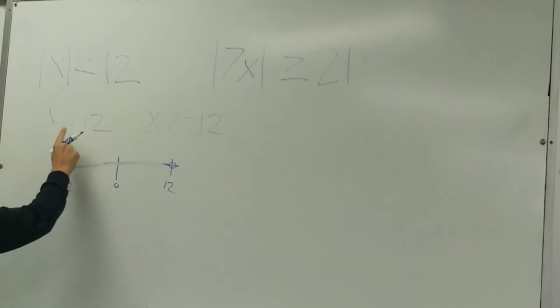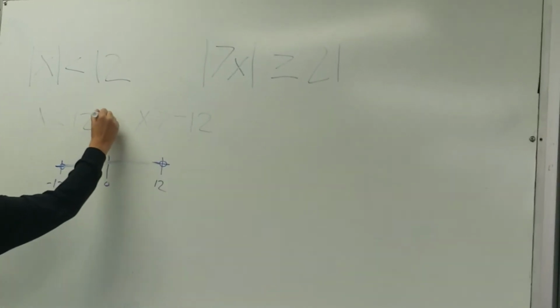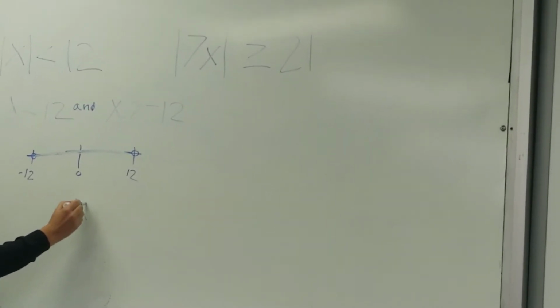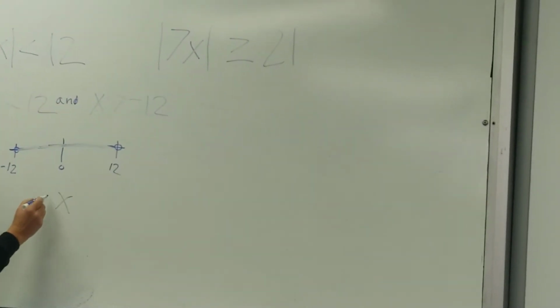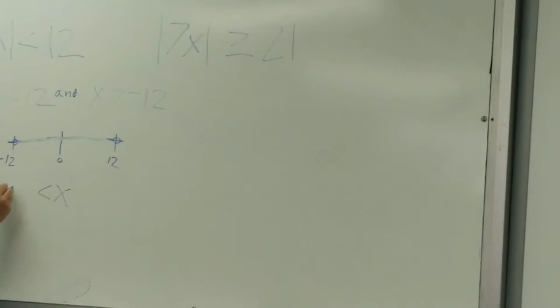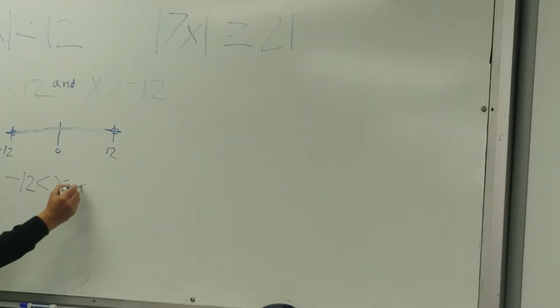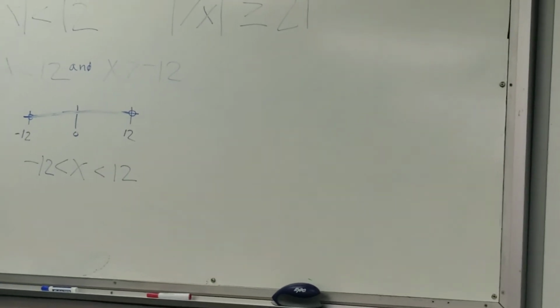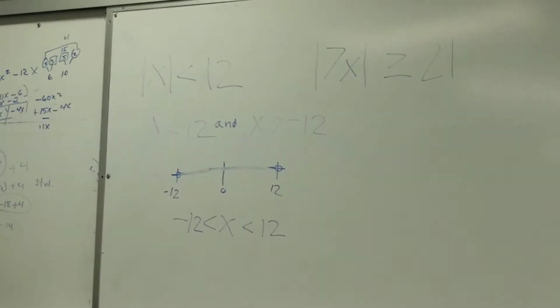Okay? So what's another way that we can write this? Remember we have x in the middle. So we have x is greater than, reading from the variable, negative 12, and x is less than 12. Okay?